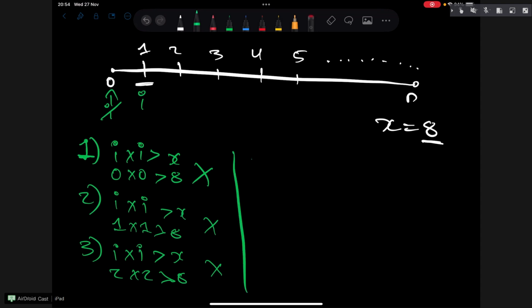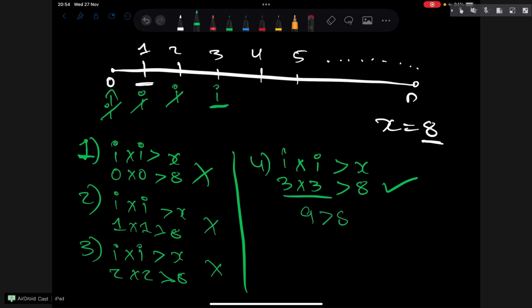Okay, so I'll go to the fourth index. Is i times i greater than x? What is i? 3 into 3. Is it greater than x, that is 8? The answer is yes. At this point I will stop. Why did I stop? Since 9 is clearly greater than 8, and we are solving for 8. We are not solving for 9, remember. So our answer should be less than this particular index. What is less than 3? The answer is 2. So that is what our answer should be.